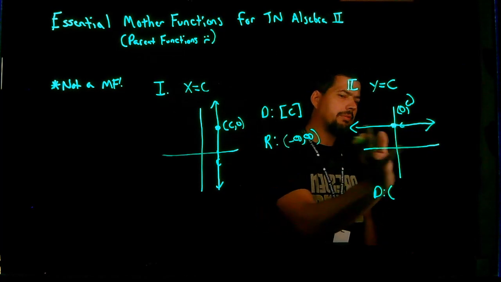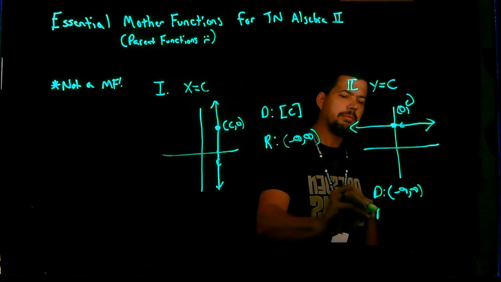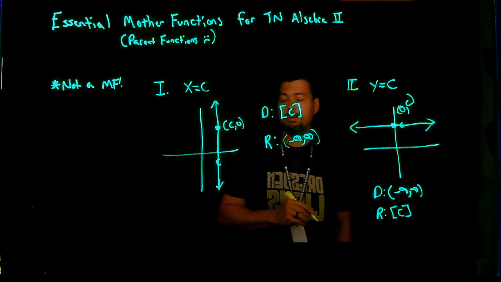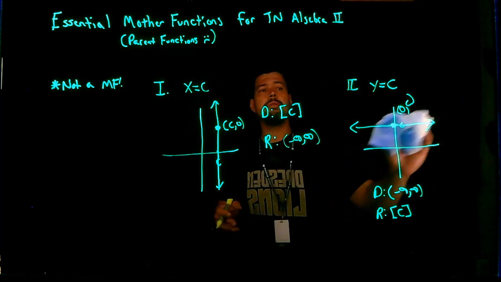The more practice they get, the more likely they'll remember it. Domain, left forever, right forever. That's a negative infinity to positive infinity concept. The range is simply the element C, whatever that C value would happen to be. So there's the first two that I do with my children.